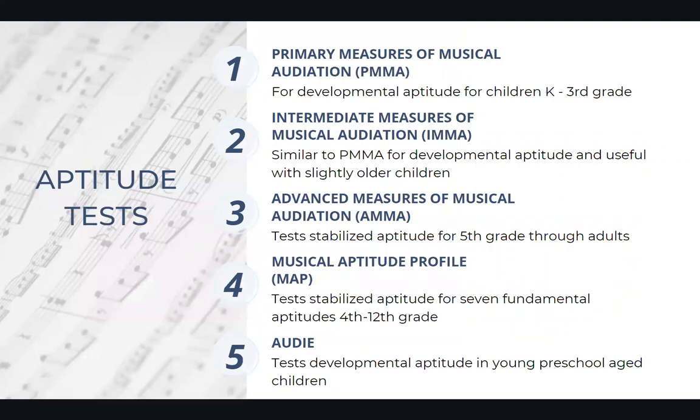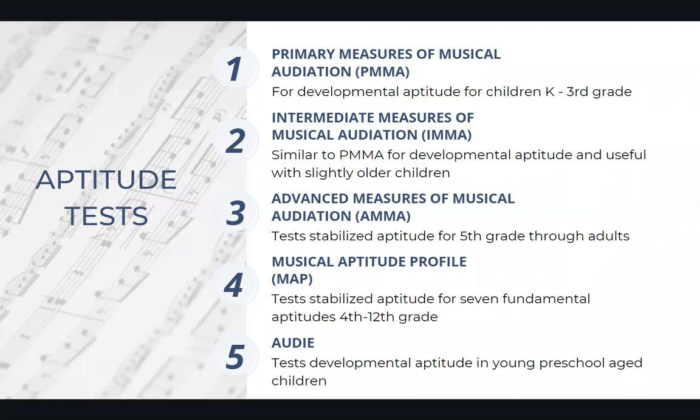There are different tests for both developmental and stabilized aptitude, and these are the most statistically accurate tests currently available. Primary Measures of Music Audiation, PMMA, tests developmental aptitude and is used for children from kindergarten through 3rd grade. It tests tonal and rhythm aptitude. Intermediate Measures of Music Audiation is similar to primary measures, also for developmental aptitude, but can be used for slightly older students who may find the primary measures test too easy. The examples are more difficult.